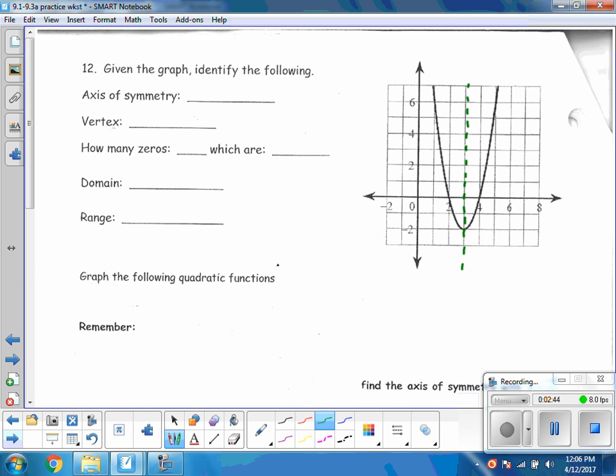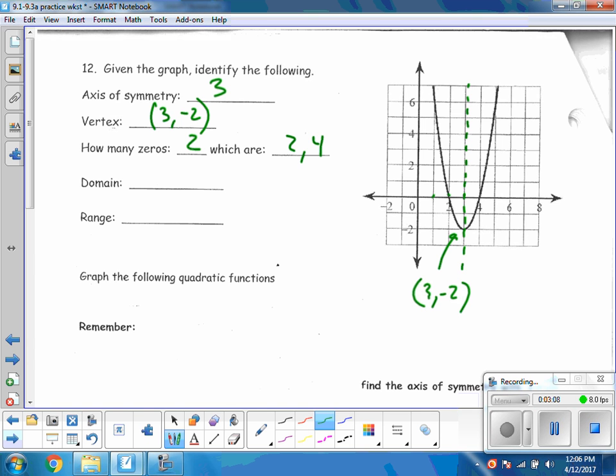There's my axis of symmetry where it folds. It's at 1, 2, 3. My vertex is going to be right there where it turns, and we said it's at 3, -2. So that one is a coordinate. How many zeros are there? It crosses the x-axis twice at 2 and 4.